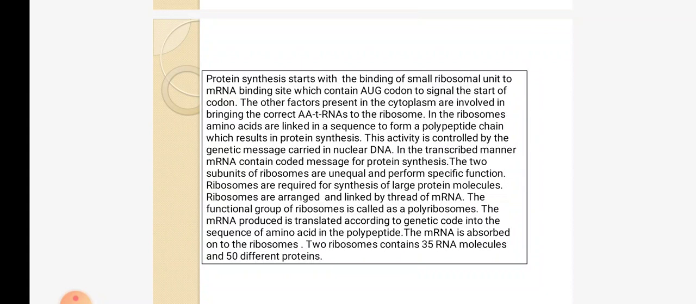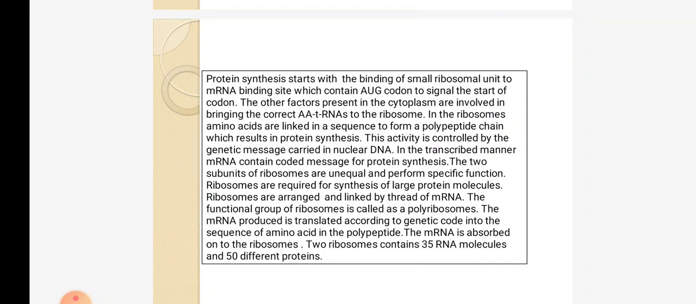We will see the details about the protein synthesis process. It starts with the binding of the small ribosomal subunit to the mRNA binding site, which contains the AUG codon to signal the start codon. Other factors present in the cytoplasm are involved in bringing the correct amino acid tRNAs to ribosomes. In ribosomes, amino acids are linked in sequence to form a polypeptide chain, which results in protein synthesis.